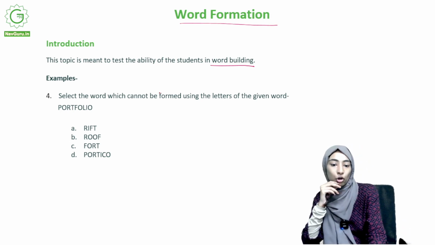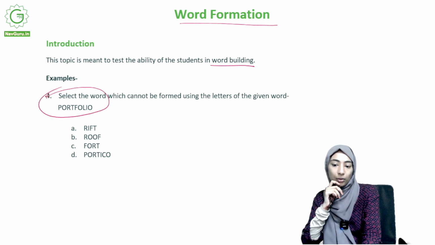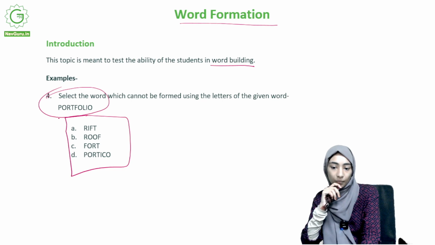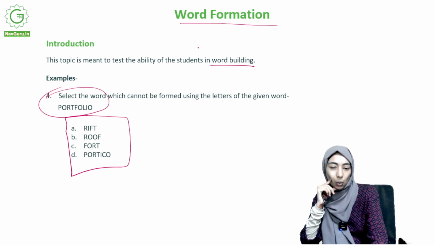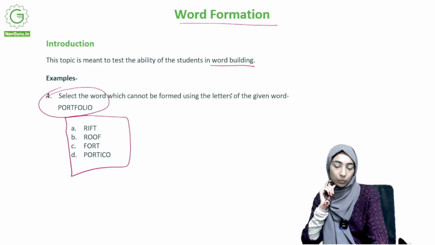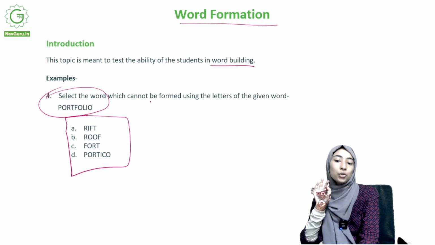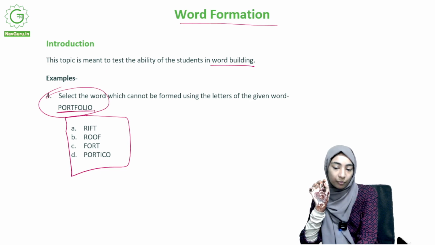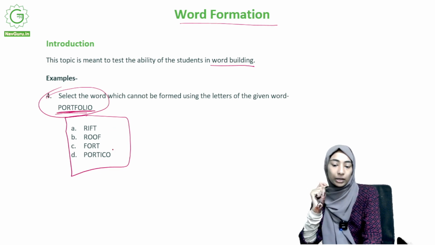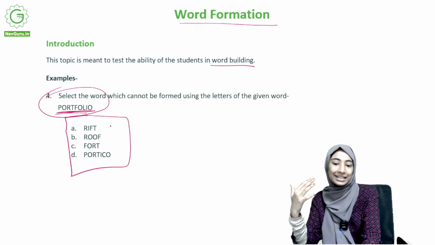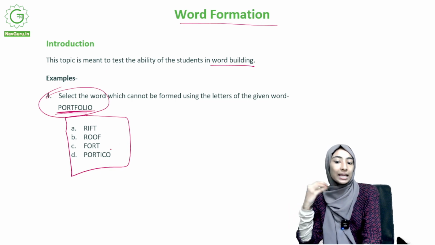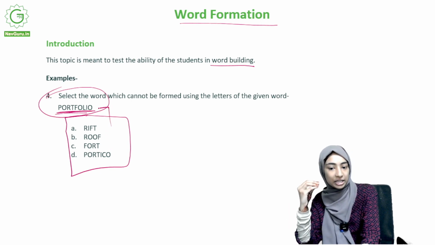Select the word which cannot be formed using the letters of the given word. Portfolio. Okay, now you need to select the word that cannot be formed using the letters of this word. You have four options. Basically, if you look at all the letters of portfolio, there is some word here which cannot be formed. So look at the words and see if there is any letter which is not present in portfolio.